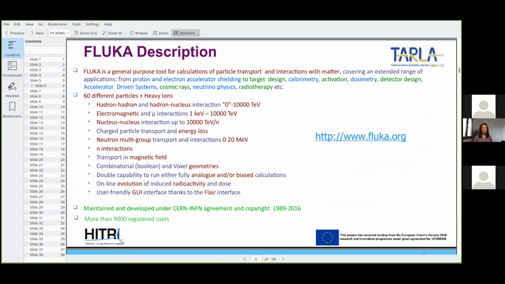So what is FLUKA? A very short description: it's a general purpose tool for calculating particle transport as well as interactions with matter. Here, matter can be anything from static walls and steel to something more dynamic, like tissue. It is coming from a high energy physics background, where the particles being simulated are mostly above some keV range and go all the way up to, as you can see here, some tens or hundreds of thousands of tera electron volts. It has the full set of all the particles that we know appear up to these kinds of energies, with hadron-hadron interactions, electromagnetic interactions, and nucleus-nucleus interactions.